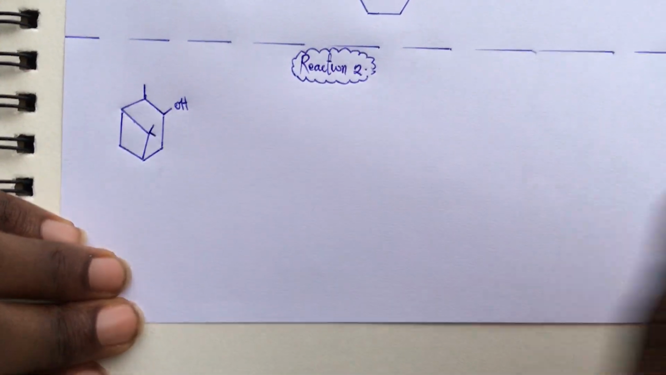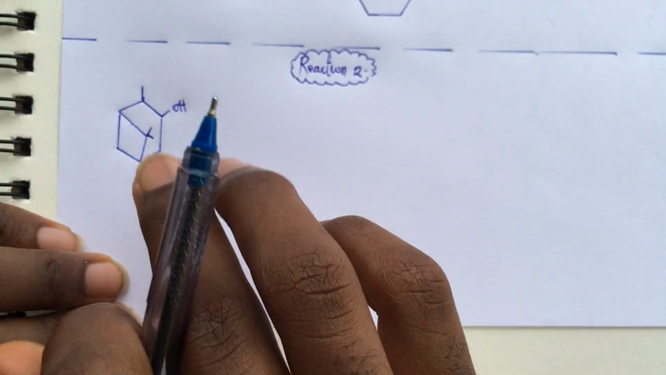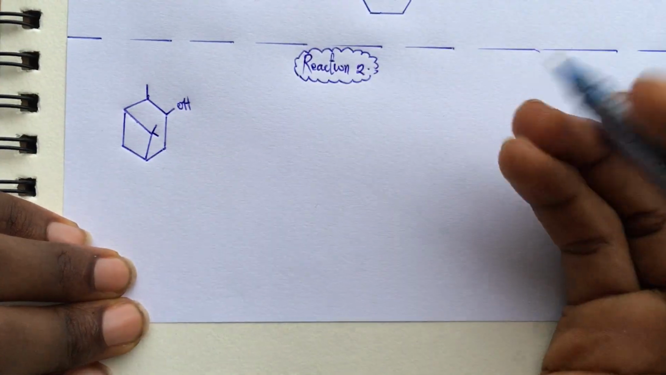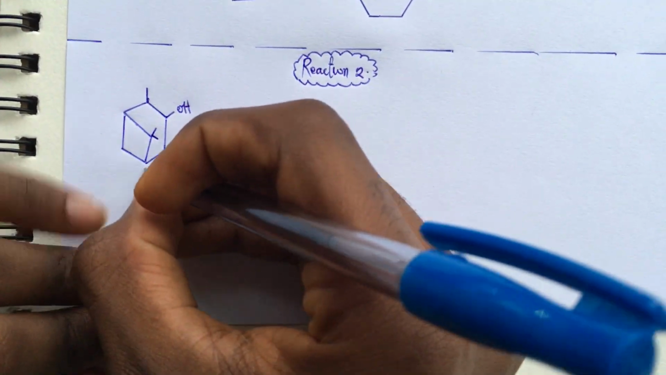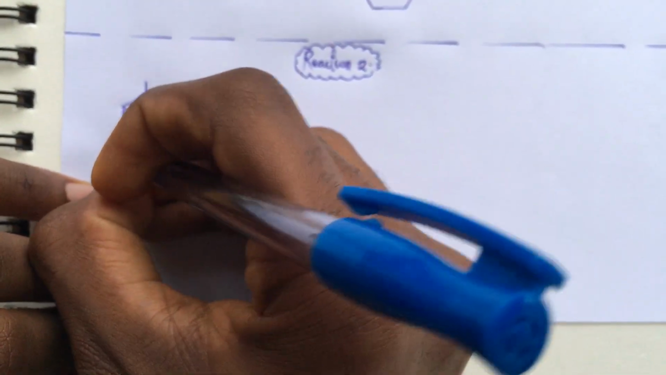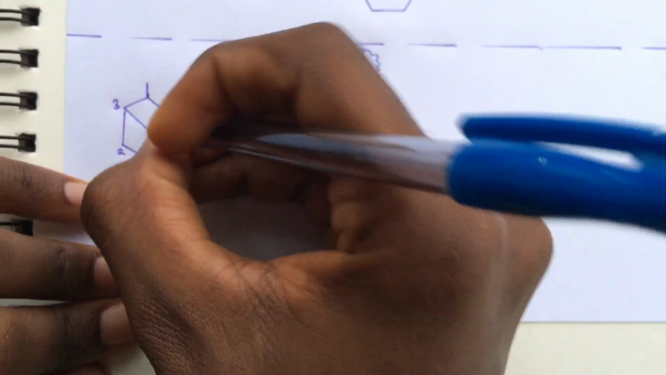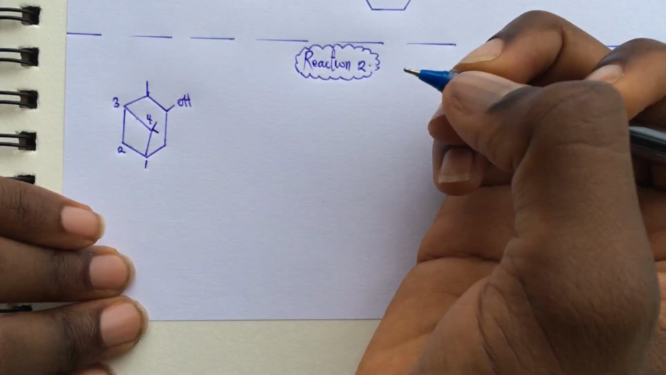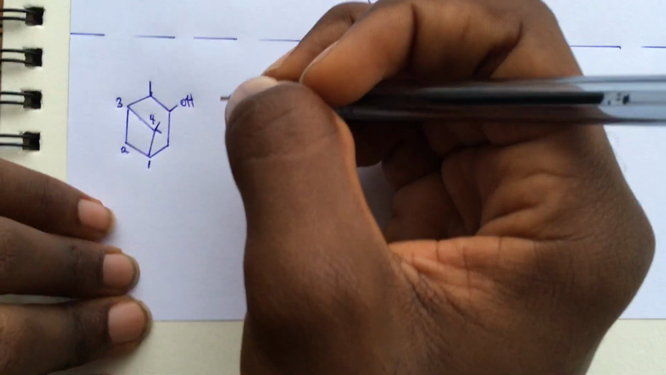Alright, so let's move to reaction 2. In this reaction, this is our starting material, and you can see that there is a 4-membered ring inside. We have 1, 2, 3, and 4. There is a 4-membered ring inside the 6-membered ring, and this is an alcohol.